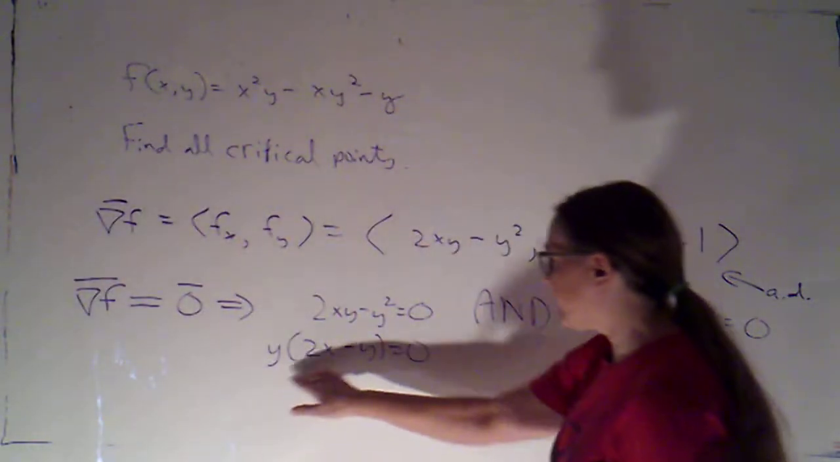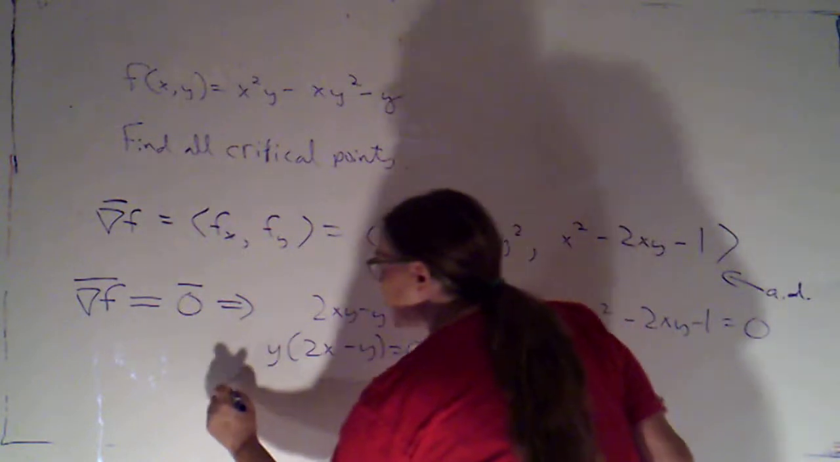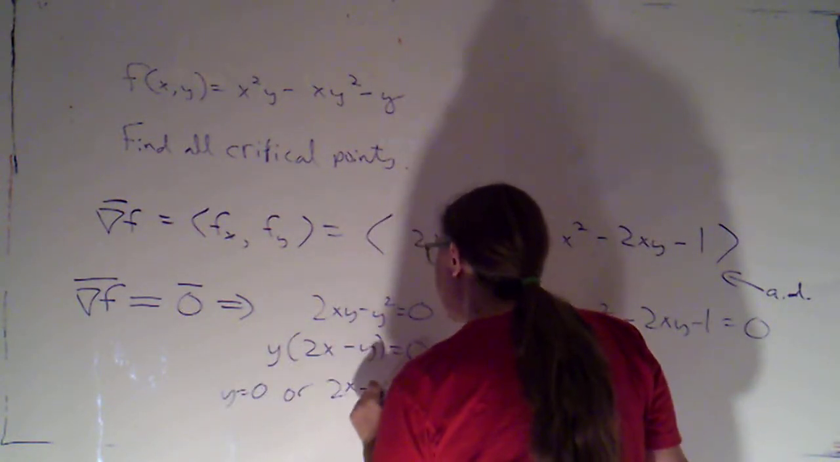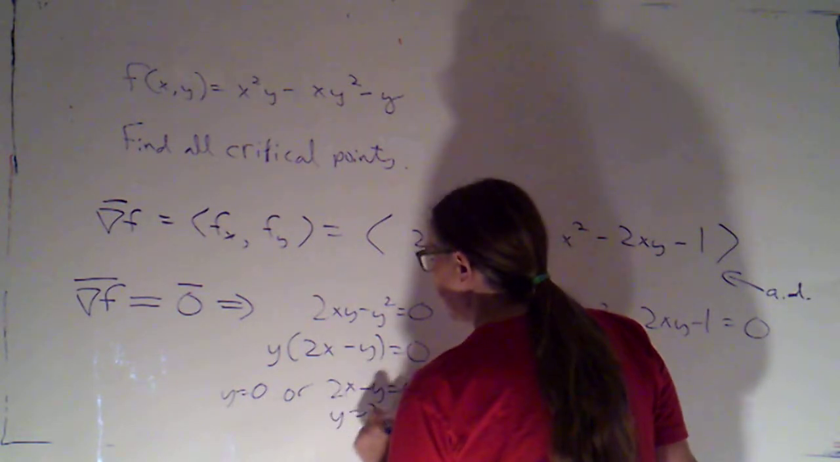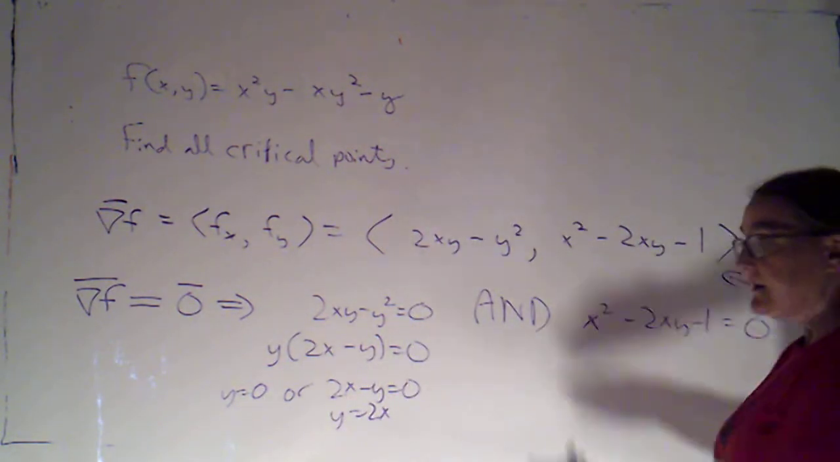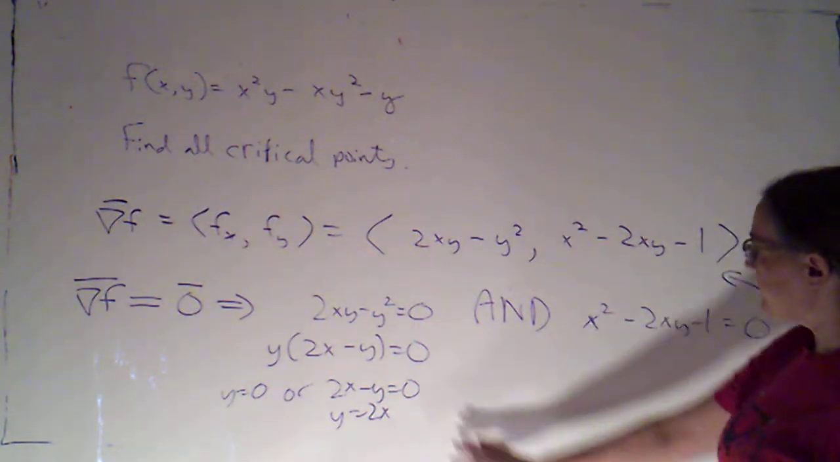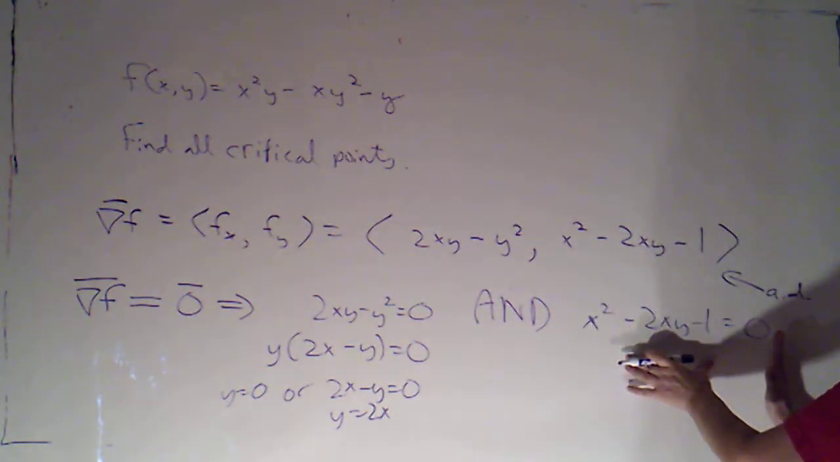So, because I was able to factor this one, I know I've got two possibilities, either y equals 0 or 2x minus y equals 0, which would mean y is equal to 2x. Now, neither of those gives me a full-on point, but I can now combine them with this information.